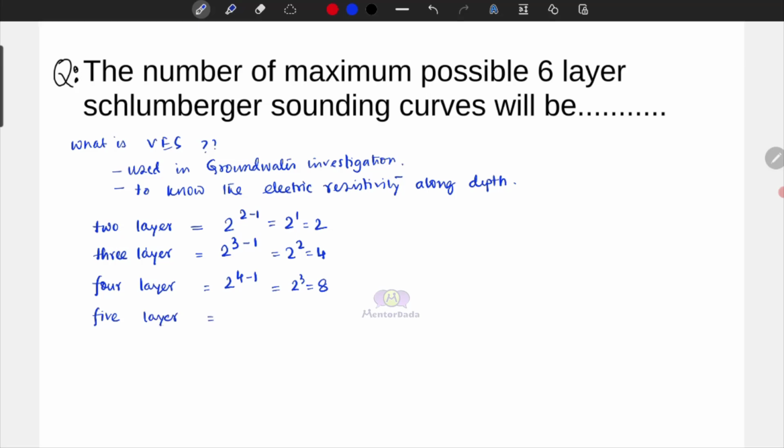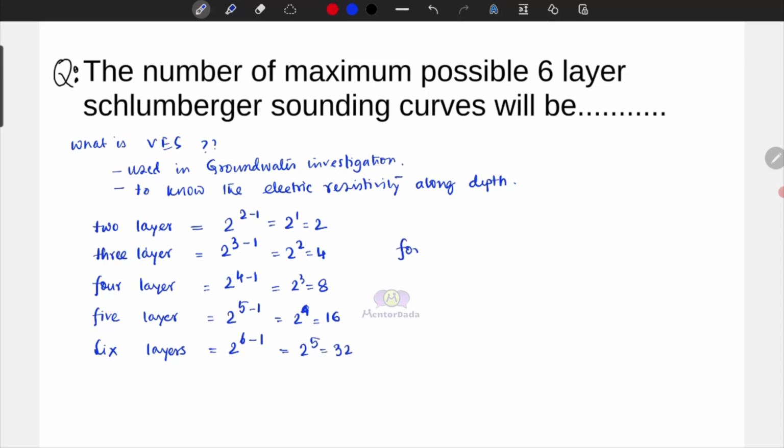For 5 layer, the number of possible VES curves or Schlumberger sounding curves is 2 to the power 5 minus 1, which equals 2 to the power 4, that is 16. And for 6 layers, the number of possible Schlumberger sounding curves or vertical electrical sounding curves is 2 to the power 6 minus 1, that is 2 to the power 5, which equals 32.